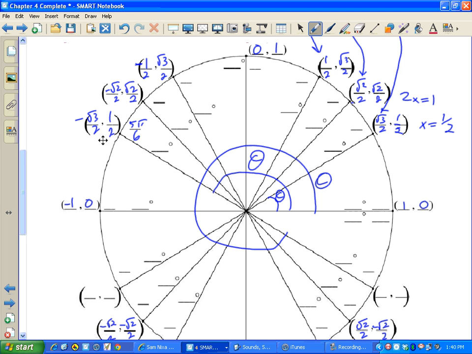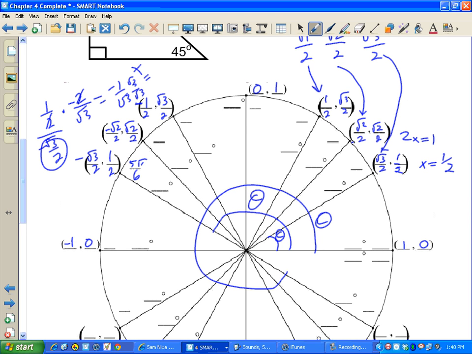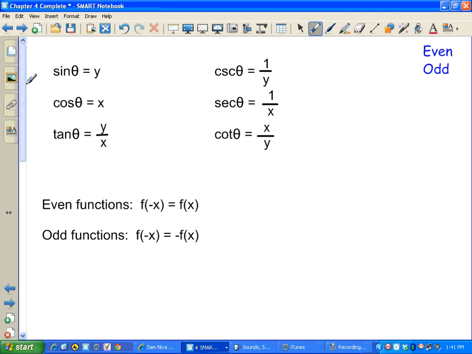What's the tangent of 5 pi over 6? I'm going to take the y value and divide it by the x value. So 1/2 divided by negative square root of 3 over 2, which means I'm then multiplying by the reciprocal of this, which is going to cross reduce here and give me negative 1 over the square root of 3, which I have to rationalize. So I get negative square root of 3 over 3. Okay, so I've got some more examples we'll run through. But before I do that, I want to point out which ones are even and which ones are odd, because this is going to help us.